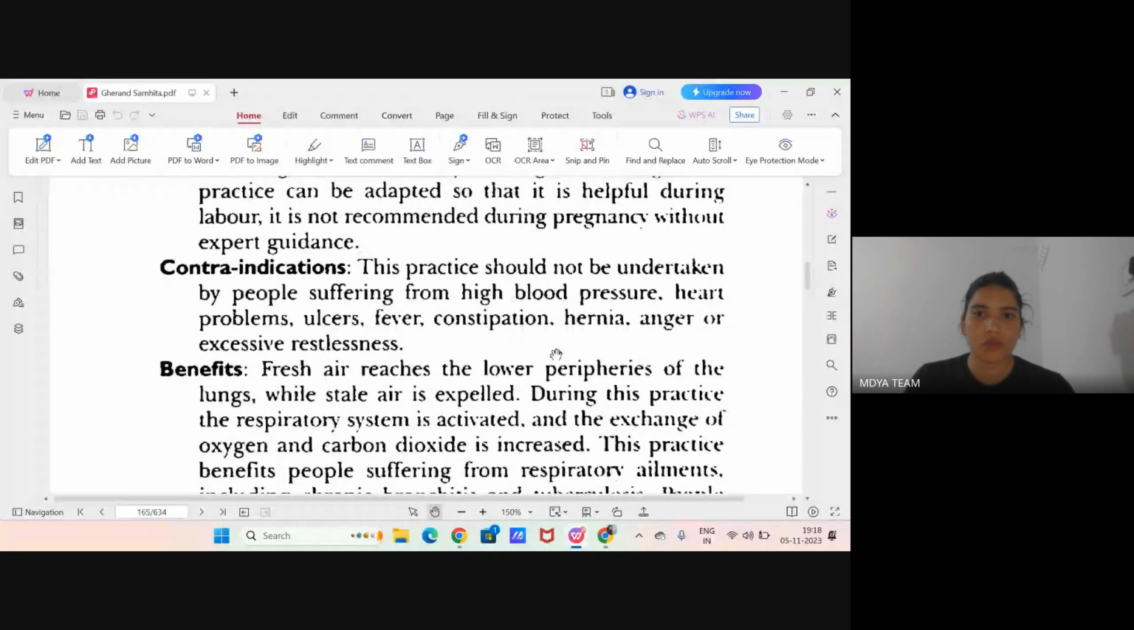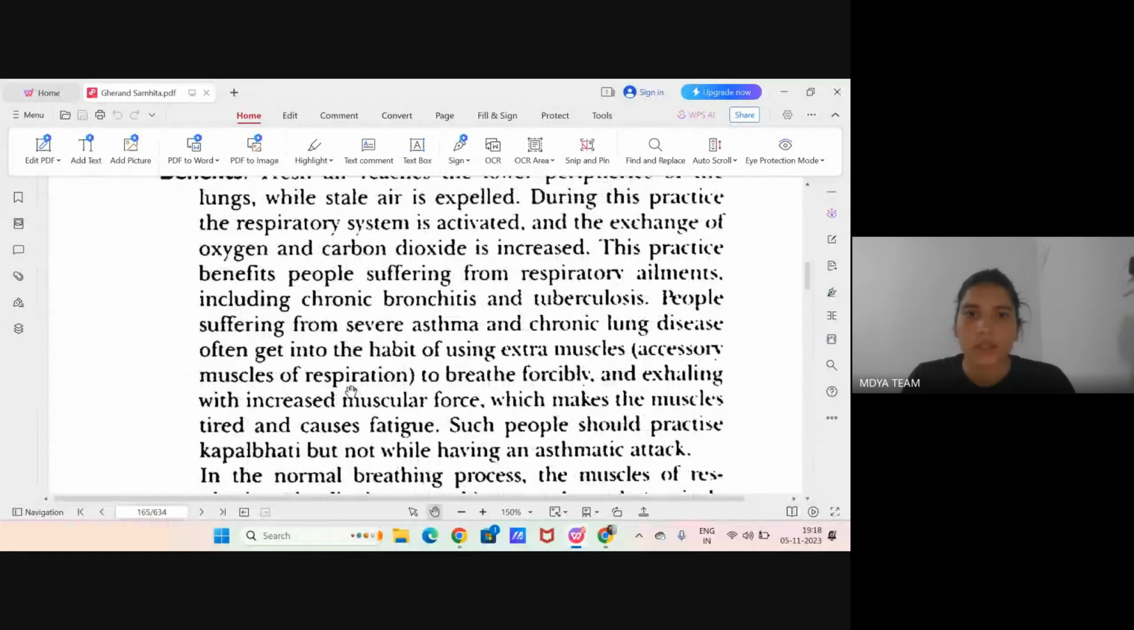So in the contraindications, who should not practice Kapalabhati? The people suffering from high blood pressure or heart problems, ulcer, fever, constipation or hernia, and those with anger issues or excessive anxiety in their personality should not practice this kind of hyperventilating practice. They should be suggested cooling, tranquilizing practices like Sheetkarma, Shitali, Bhramari. But these hyperventilating practices should not be suggested to persons who have these kinds of personality disorders. Okay.